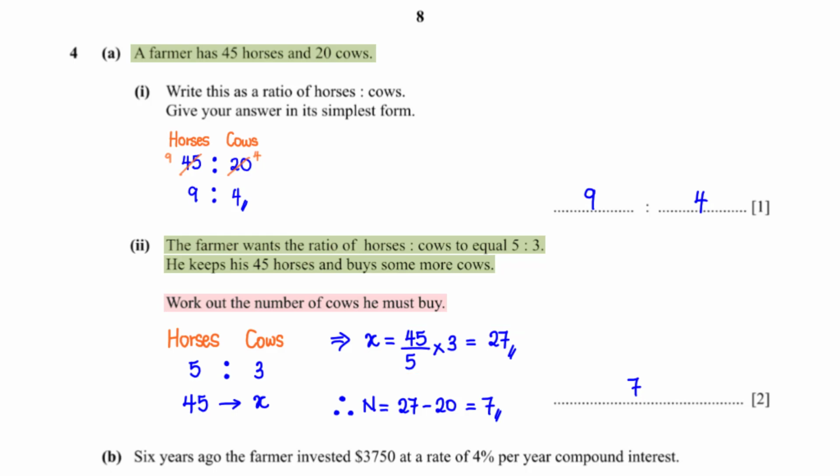The farmer already has 20 cows. So if we subtract 20 from 27, the farmer needs to buy 7 more cows.